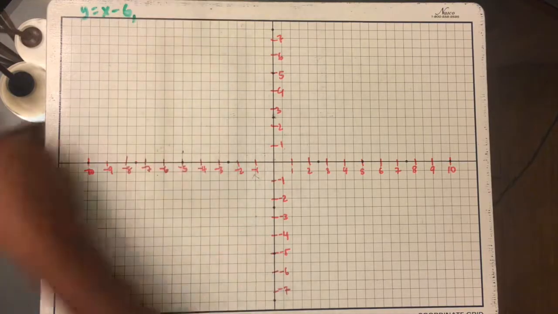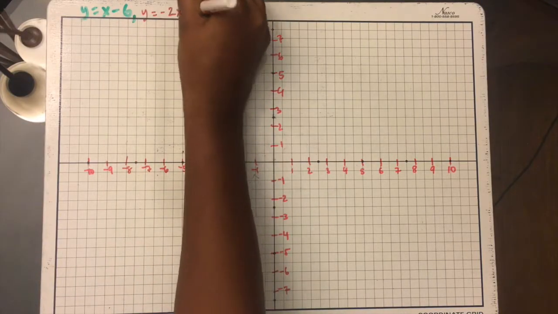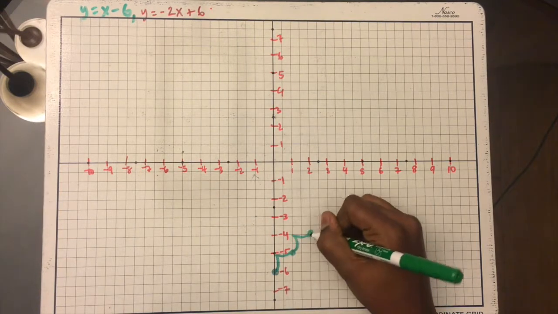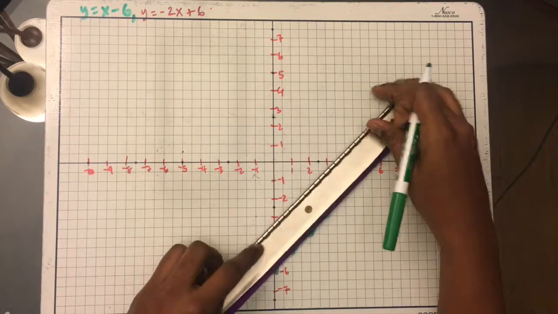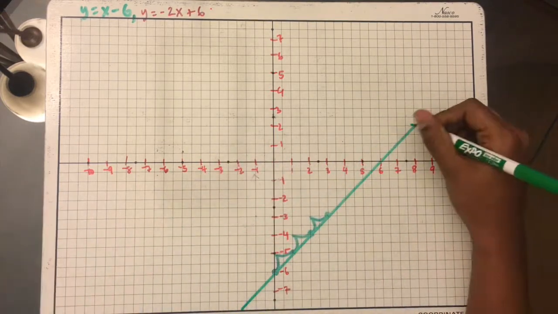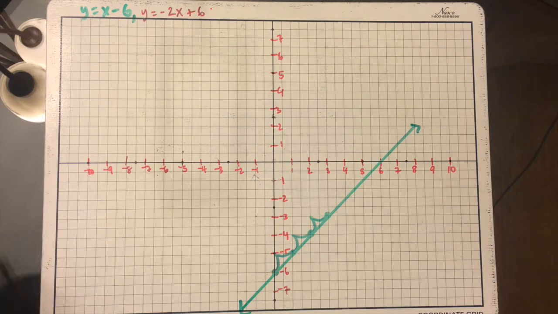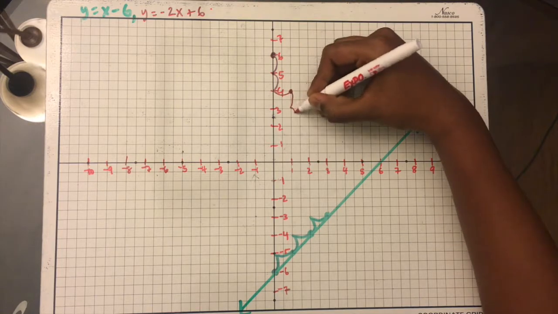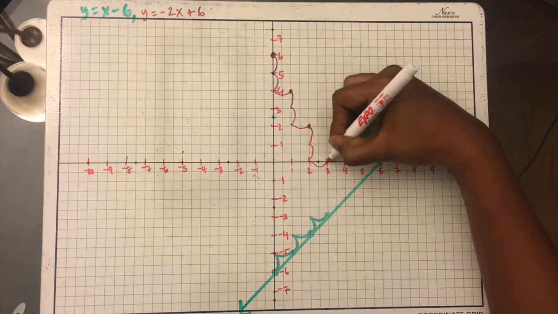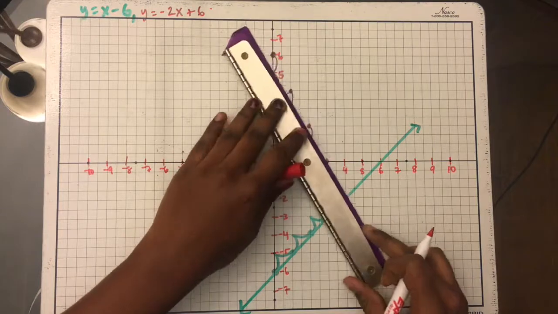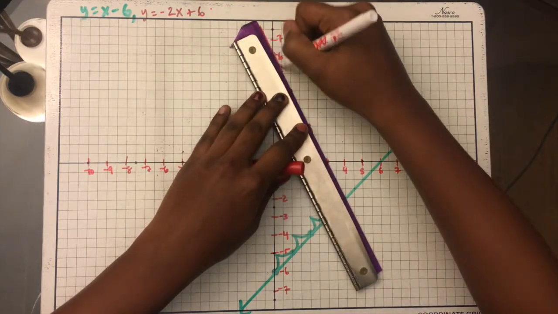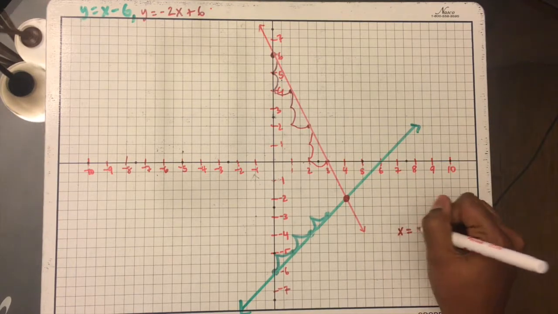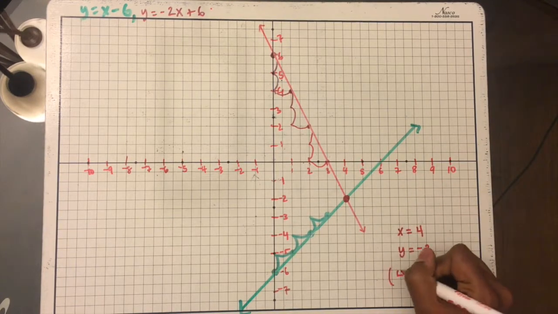In this example, we will be graphing y is equal to x minus 6 and y is equal to negative 2x plus 6. We will be graphing y is equal to x minus 6 first with the y-intercept at negative 6. We use the concept of rise over run to find its slope of positive 1. So we'll go up 1 and to the right 1. Similarly, for negative 2x plus 6, we start at positive 6 and go down 2 and to the right 1 using rise over run. The point of intersection is at 4, negative 2, where x is equal to 4 and y is equal to negative 2, and that is the answer to this system of equations.